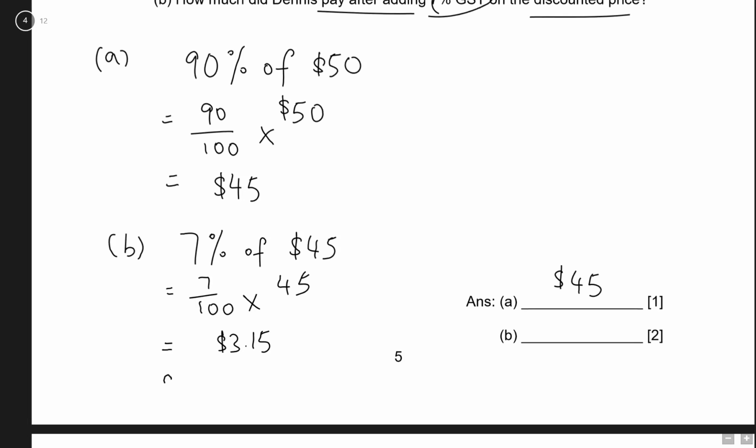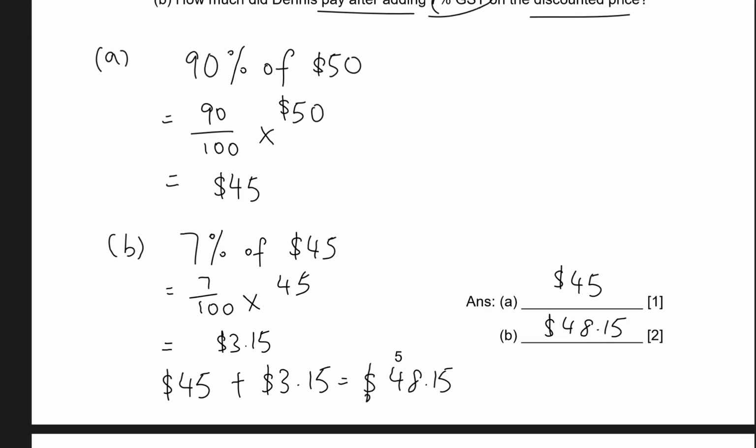So how much did he have to pay? Now $45 is the discounted price. He has to pay the GST, $3.15, 7%. He has to pay a total of $48.15. Okay, so percentage at this stage is quite easy. Please get it right and earn the marks.